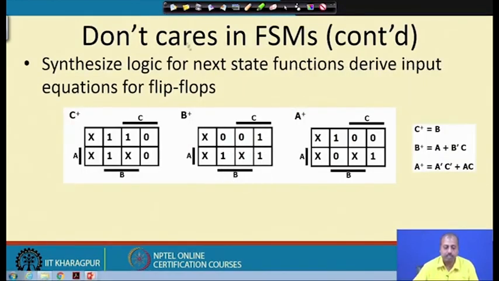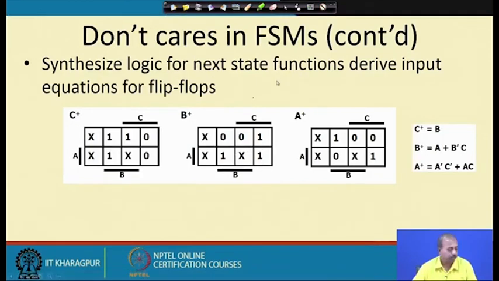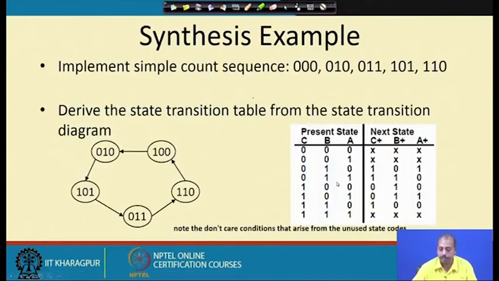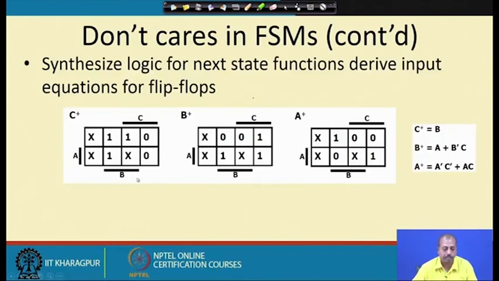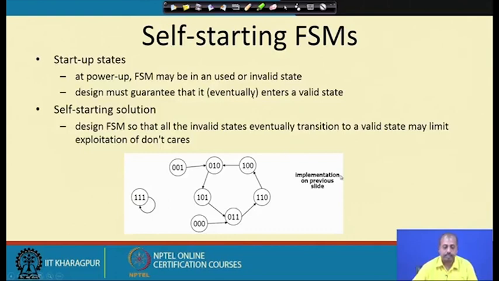Now, after that is done, we can synthesize the logic for the next state functions and derive the input equations for the flip-flop. You make the truth table from this graph, from this next state table, the state transition table. So, you can make the truth table for C plus, B plus and A plus, and this is the functionality that we get: C plus equal to B, B plus equal to A plus B bar C, like that, and then we can go for realizing the circuit.